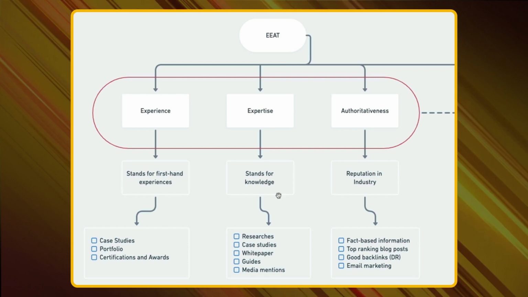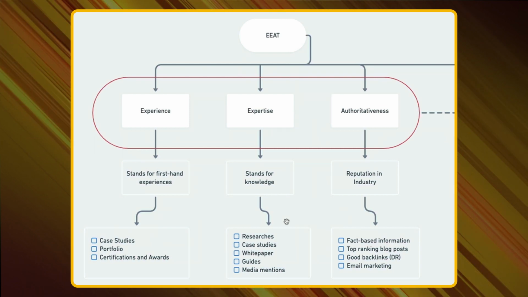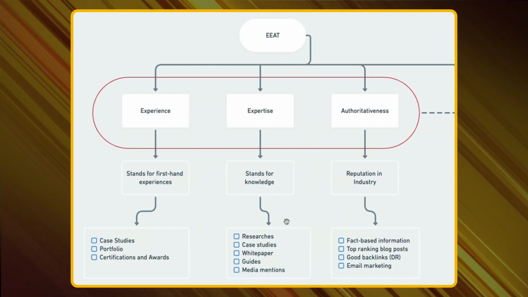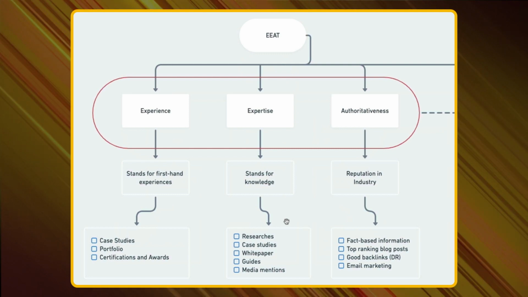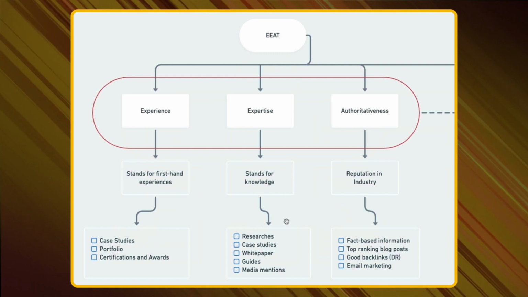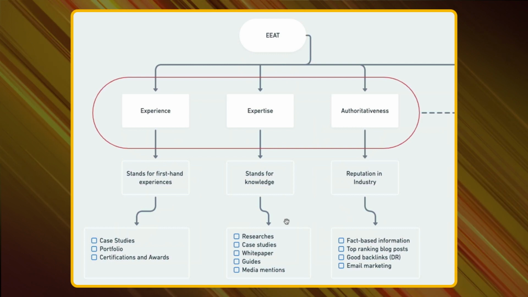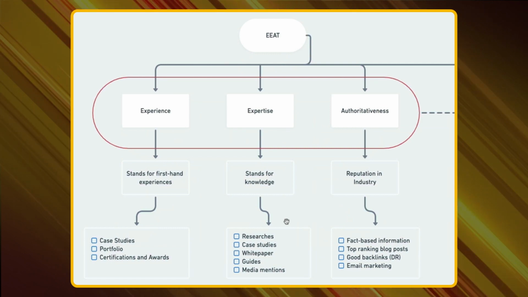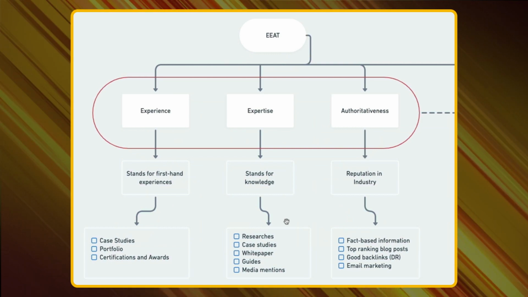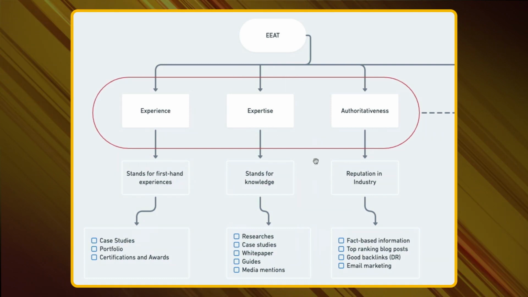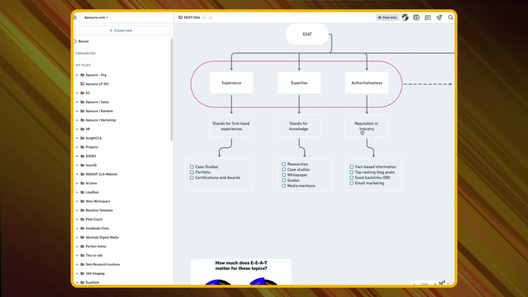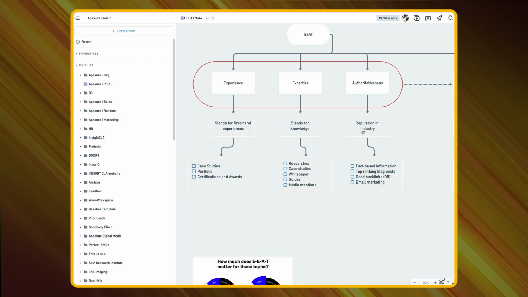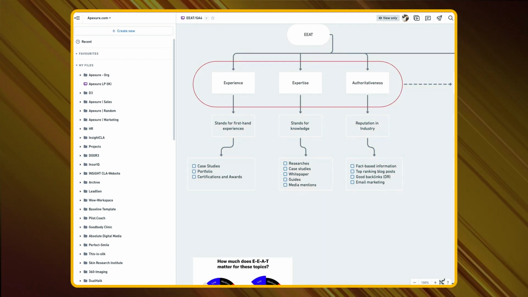For things like expertise, where you want to stand for knowledge, you have to link to other researches or case studies and white papers and guides. And also, if you have other third-party links coming to your article, for example, that would showcase authoritativeness. So combining these three factors would help your content stand out from all the AI generated content out there.